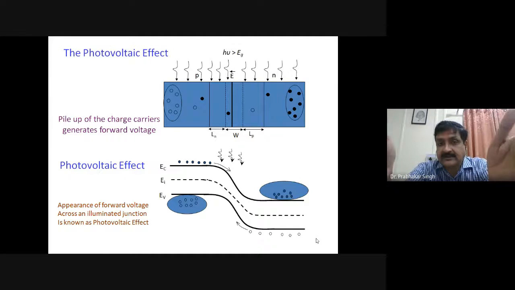What is the requirement of a cell? The cell is basically a device that generates energy. So here this is basically generating energy without any internal consumption of any other source of energy. Only you need to illuminate it.